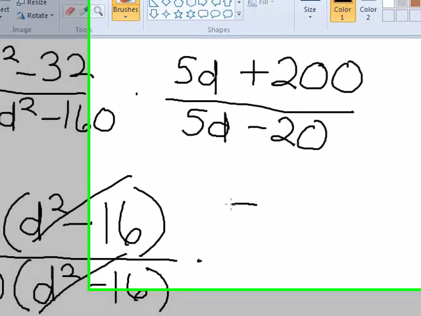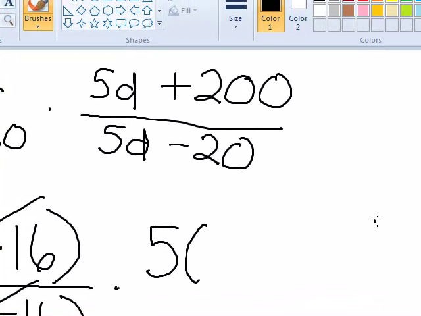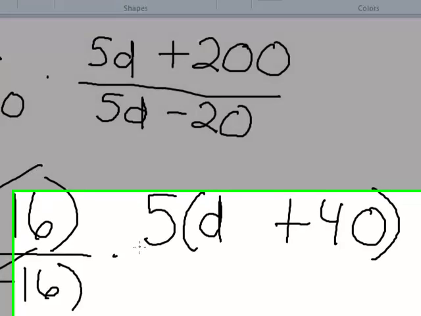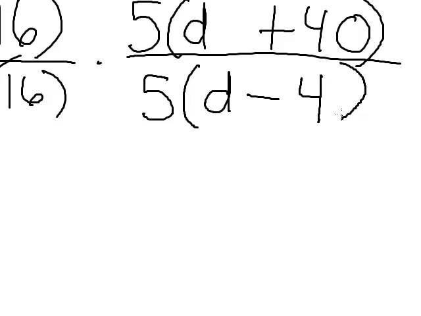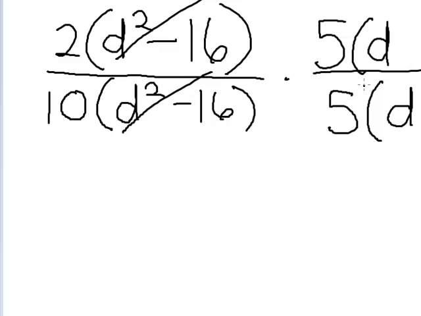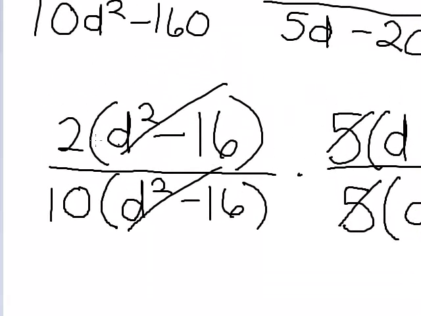Let's see what goes on over on this side. 5 times the quantity, well, 5 times d equals 5d. 5 times 40 equals 200. And downstairs, we have 5 times the quantity d minus 4. Okay, and the 5's are in common, so they can be canceled. Over here, this 10 can be written 2 times 5, and so 2 is a common factor on top and bottom, so it can be canceled.